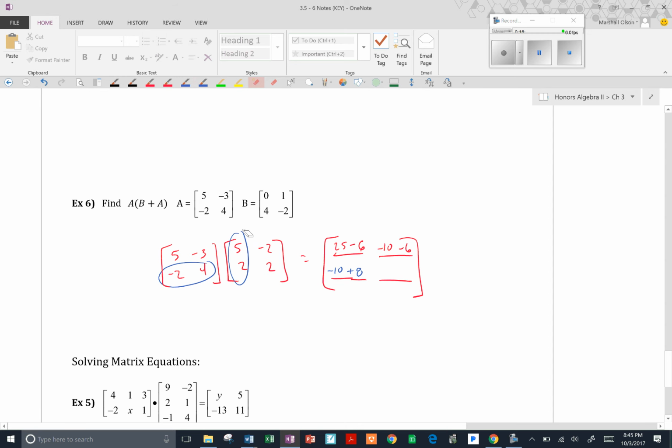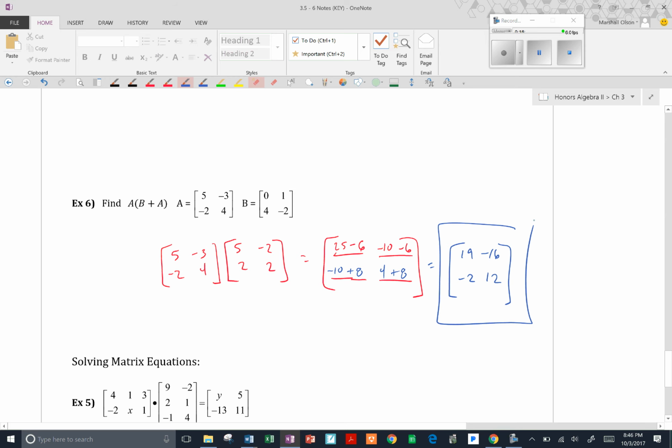Going to move over to that second column. -2 times -2 is 4. 4 times 2 is 8. All right, now we're just going to add our products together there. We'll get a 2 by 2 in the end. So we have 19, -16, -2, and 12 as our final matrix there.